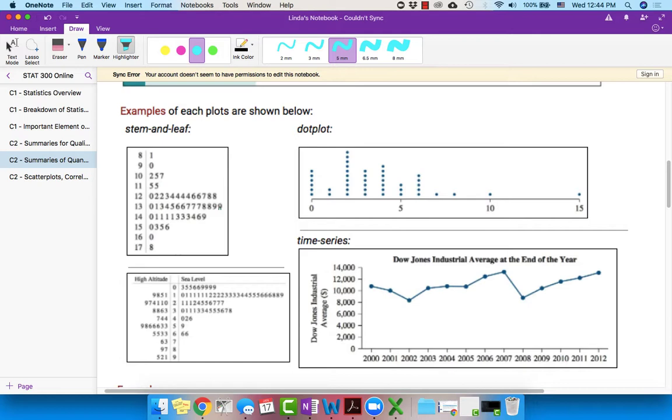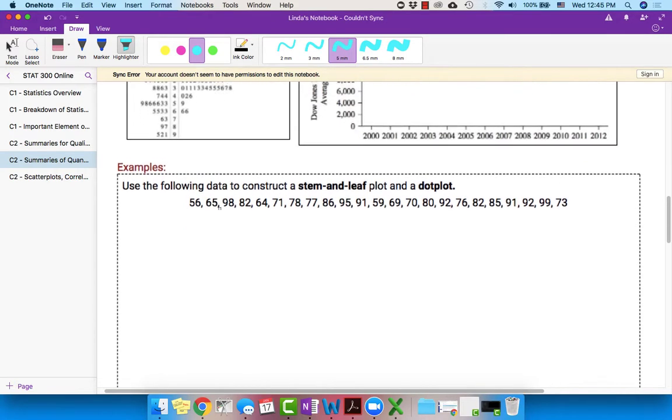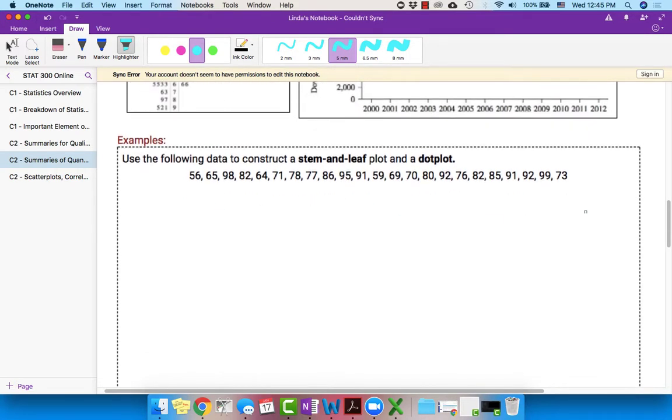We will look at the example of two of these. For all these ways we use to organize quantitative data, I encourage you to look at how each is done in the textbook to familiarize yourself with these. Practice some from the text to help you understand how they are constructed. Let's do the example in your lecture notes here. So you have a list of numbers, the raw data.